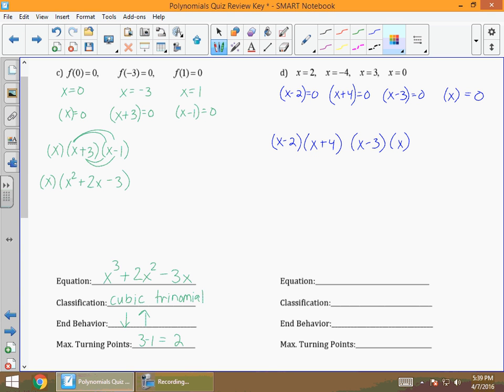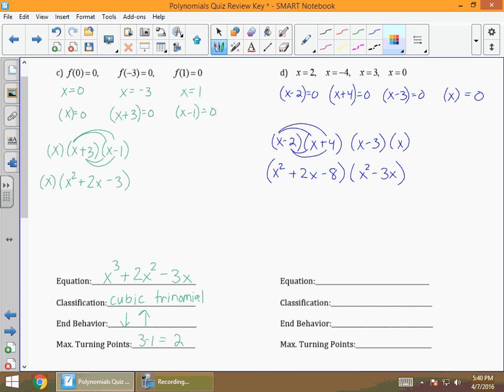So if I FOIL my first 2 together, x times x is x squared. And again, I'm going to do the next 2 together. I have 4x and -2x. So 4x minus 2x is 2x. And -8. And the right side, that is just a distribution. X times x is x squared. And -3 times x is -3x.